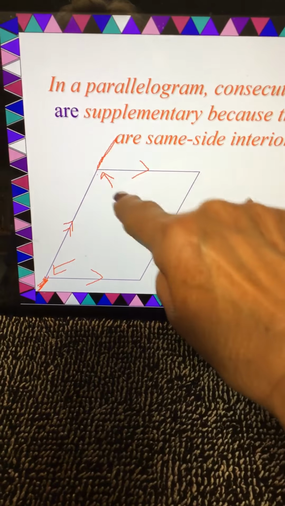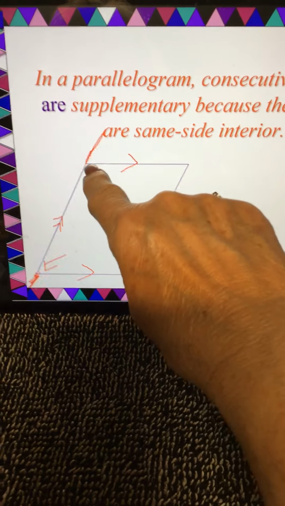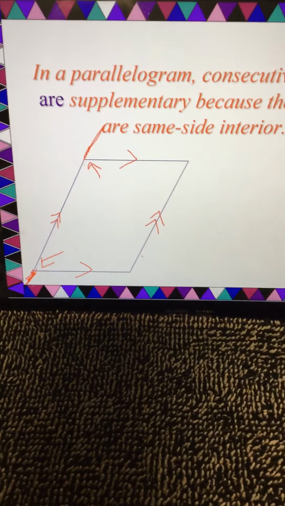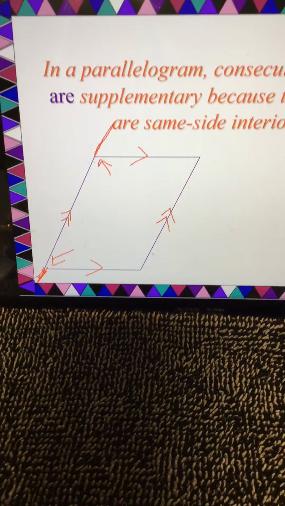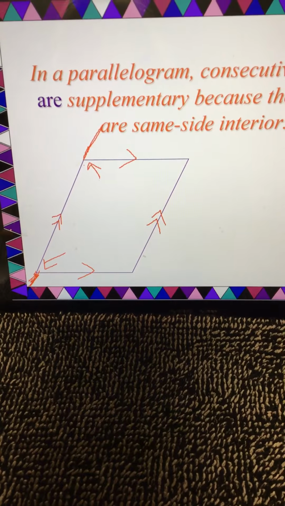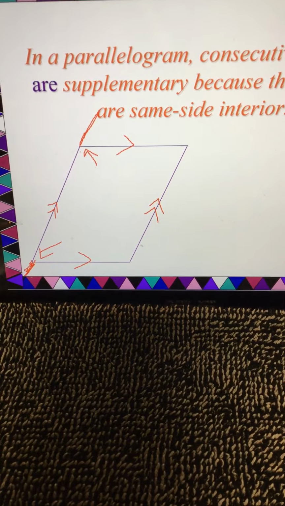Right here's my transversal. Here are my parallel lines. So there's an angle formed here and an angle formed here. I'm hoping that you can see that those angles are same side interior. They are between the lines and on the same side of the transversal.